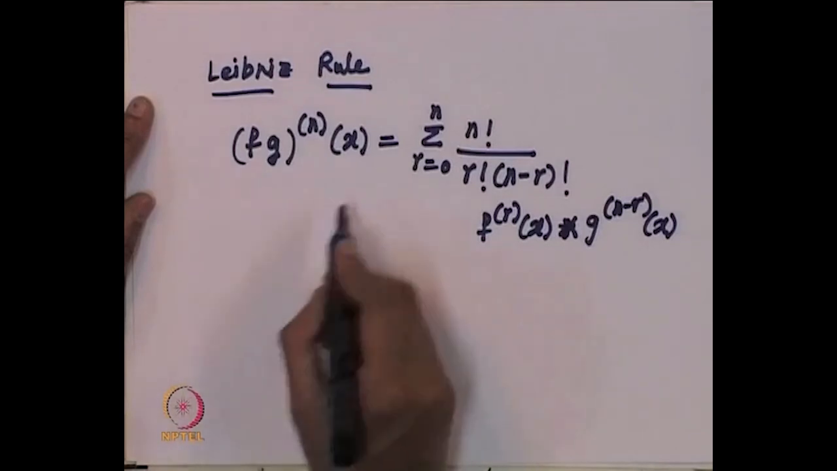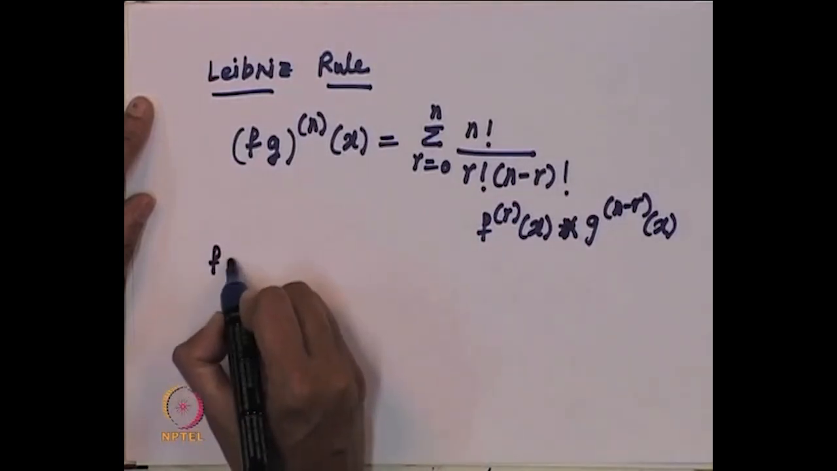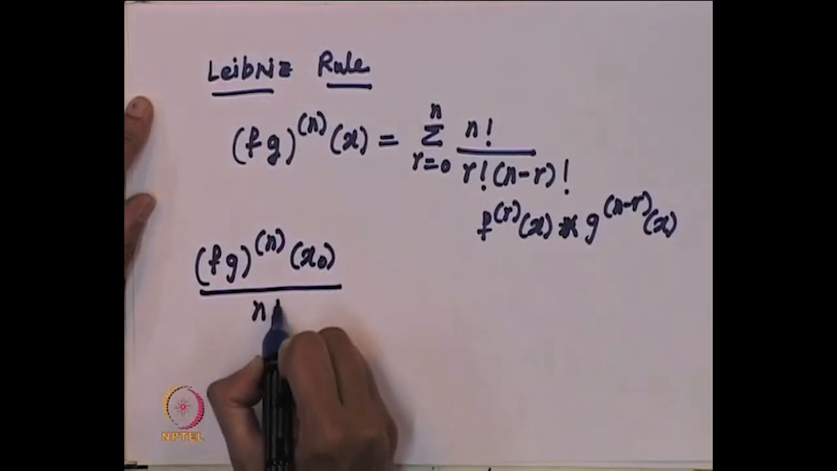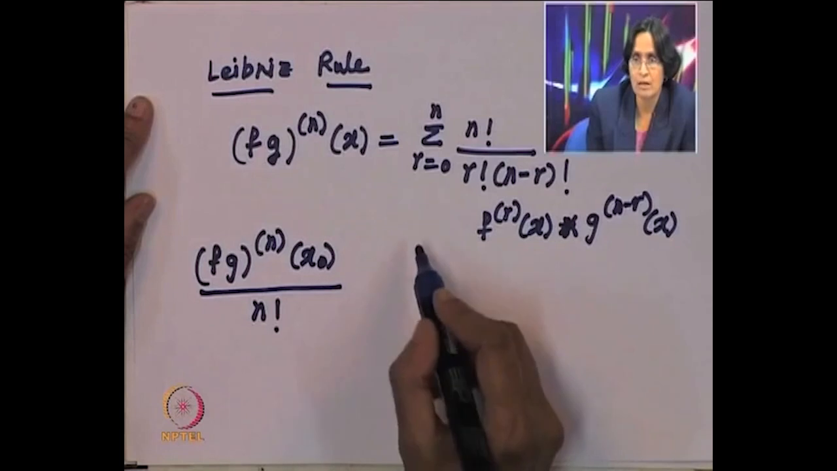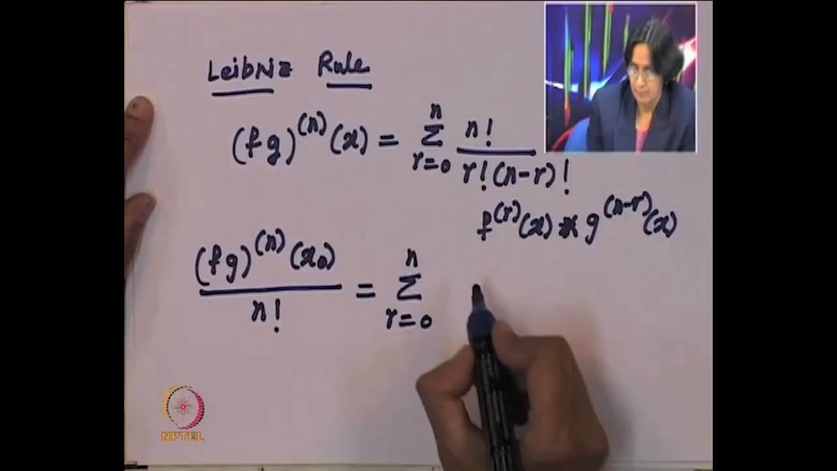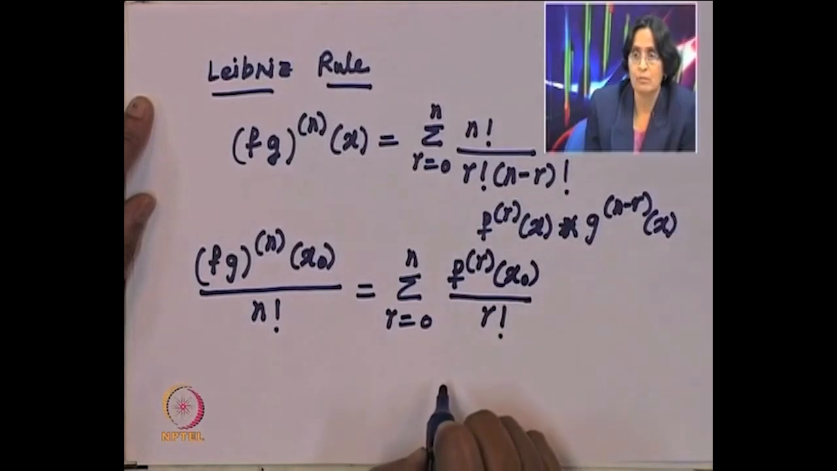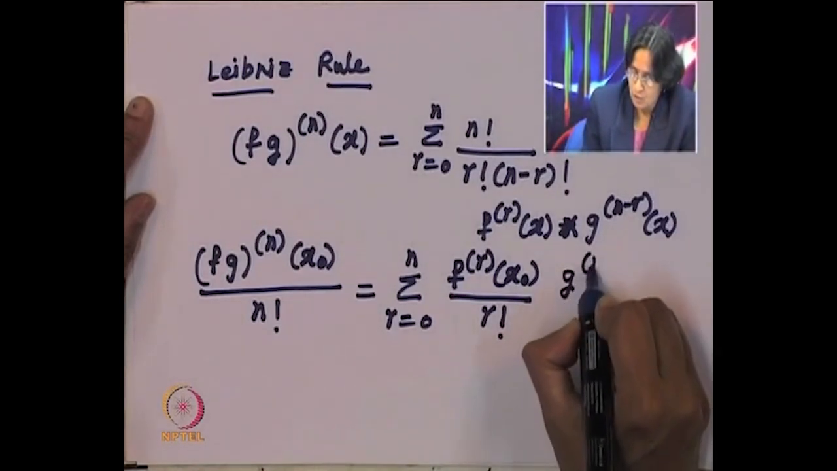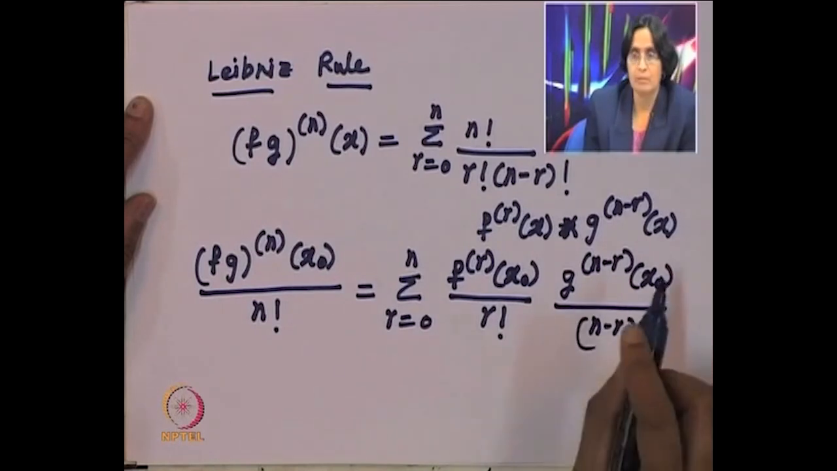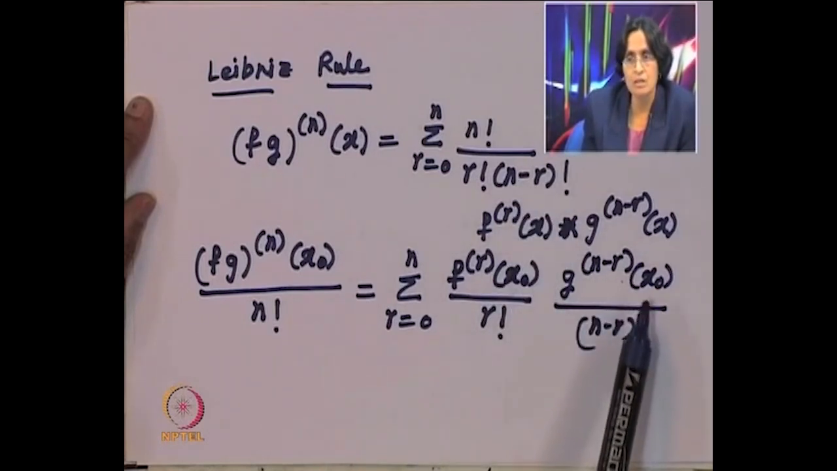Now let me fix x to be equal to x 0, and the same formula I write as the nth derivative of f into g at x 0 divided by n factorial. This n factorial, I take it on the left hand side. This is going to be equal to summation r going from 0 to n, f^(r)(x 0) divided by r factorial, and g^(n-r)(x 0) divided by n minus r factorial. I associate r factorial with f^(r) and n minus r factorial with g^(n-r).